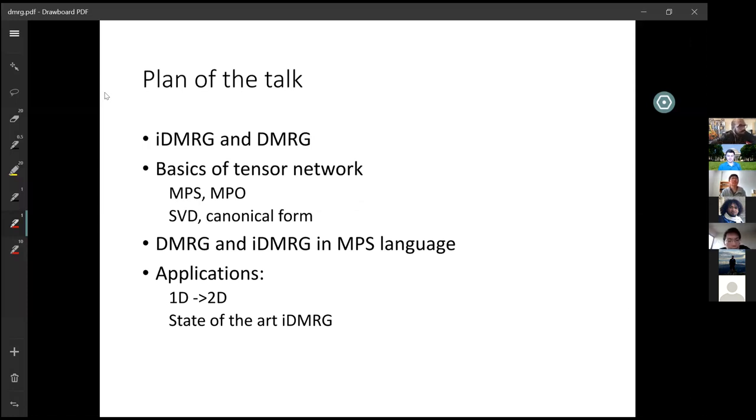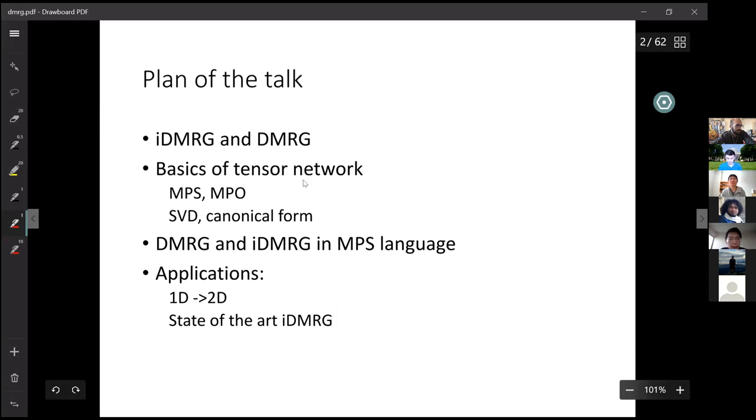So I'll begin by quickly walking you through the procedure of IDMRG and DMRG. IDMRG is for infinite DMRG. It's an algorithm working for the infinite size system, and DMRG is defined on the finite size system. So I'll just, without too much explanation, tell you how the algorithm runs.